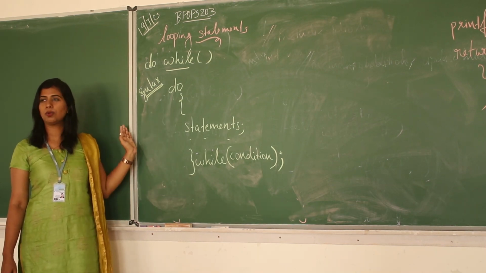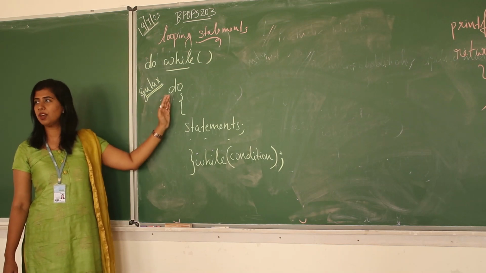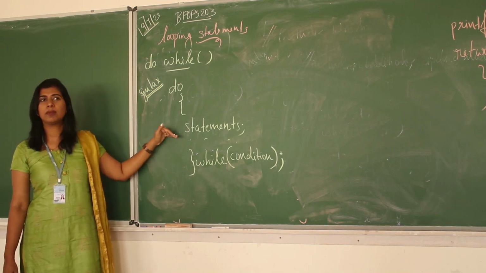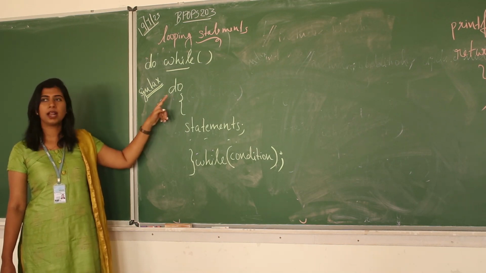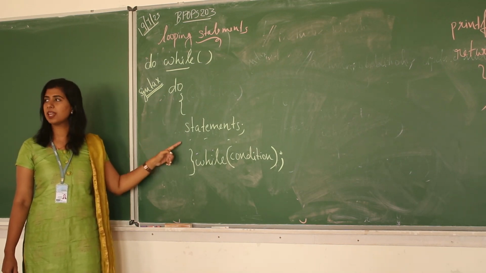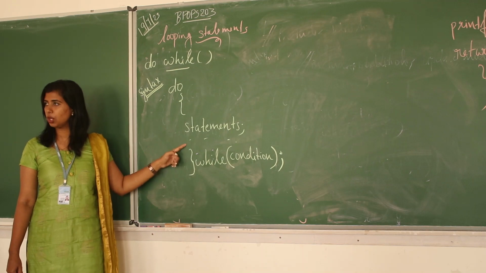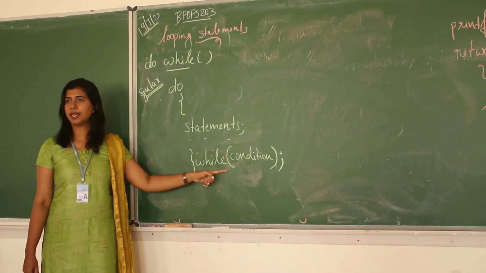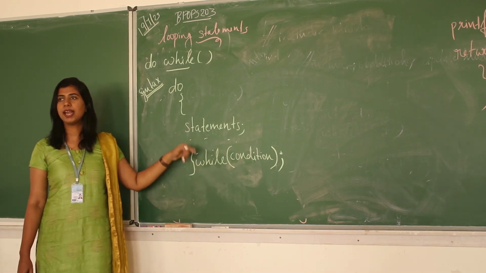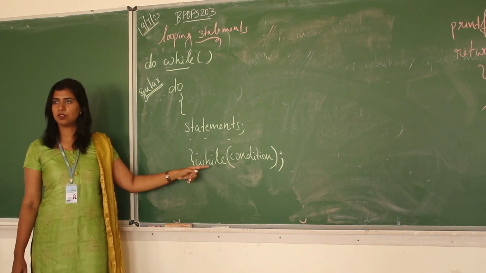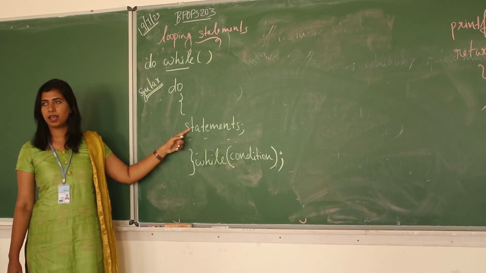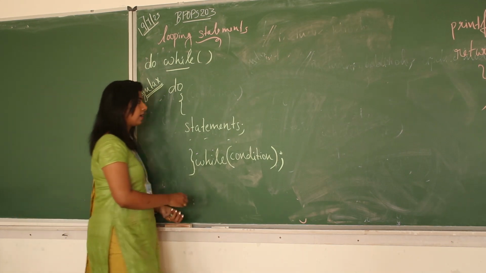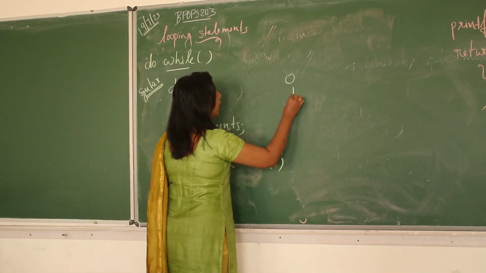In while, how it will work? We check the condition first, then only those statements inside the while get executed. In do while, those statements inside the do while will get executed once without checking the condition. The second time, it will check the condition. If it's true, then only those statements inside the do while will get executed. So we can write the same program with do while also.